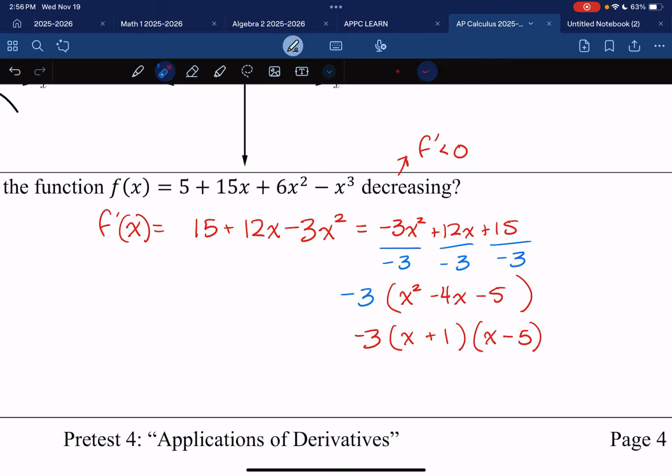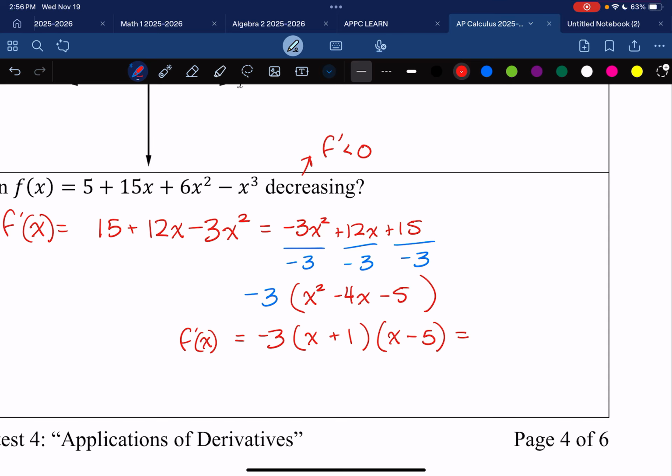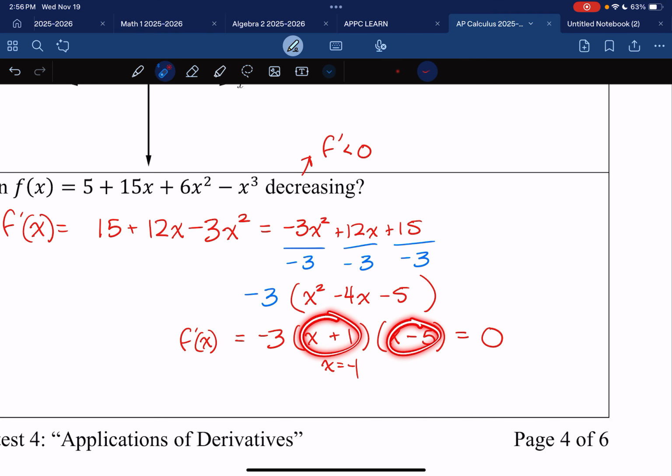We seem to be in good luck, or we're doing good. So that is my f prime of x. When I have my f prime of x, if I set it equal to 0, I can find the critical values where I could potentially switch signs, and that'll tell me all my intervals when f prime is less than 0. All right, so setting this equal to 0, I can divide both sides by negative 3 and kind of ignore it. And then I can also have x is equal to negative 1 from this linear factor, and x is equal to positive 5 from this linear factor.